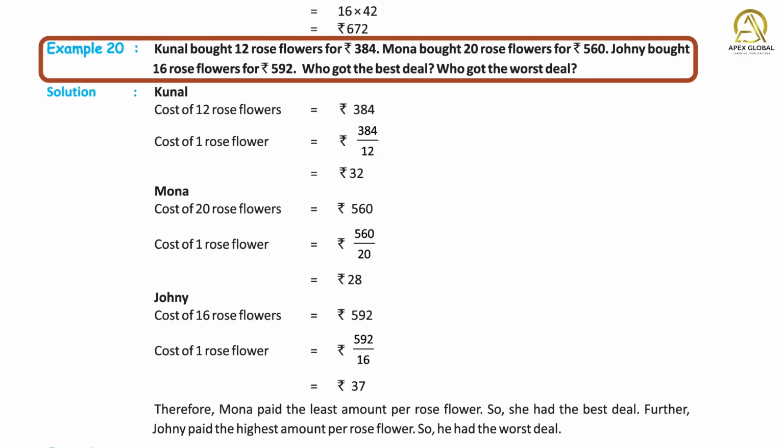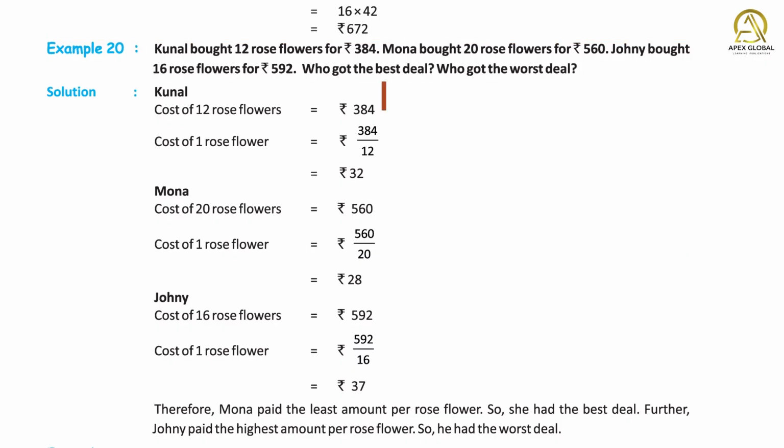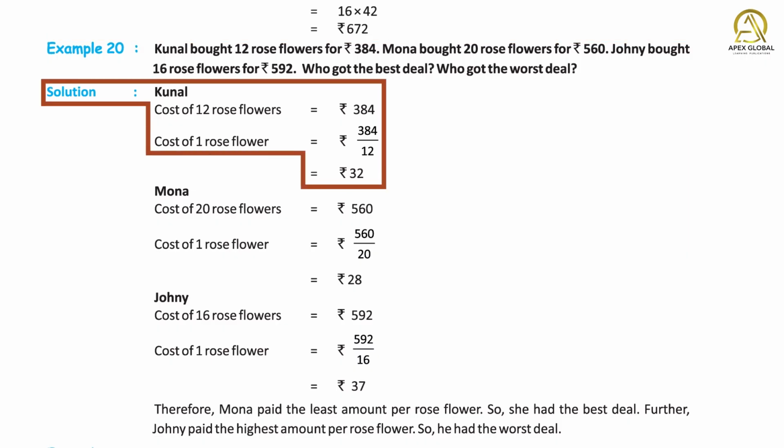Example 20. Kunal bought 12 rose flowers for rupees 384. Mona bought 20 rose flowers for rupees 560. Johnny bought 60 rose flowers for rupees 592. Who got the best deal? Who got the worst deal? Solution. Kunal. Cost of 12 rose flowers equals rupees 384. Cost of 1 rose flower equals rupees 384 upon 12 equals rupees 32.